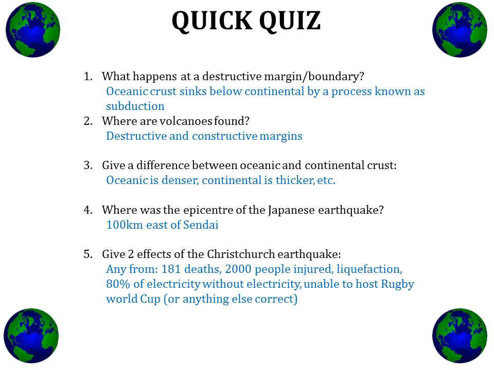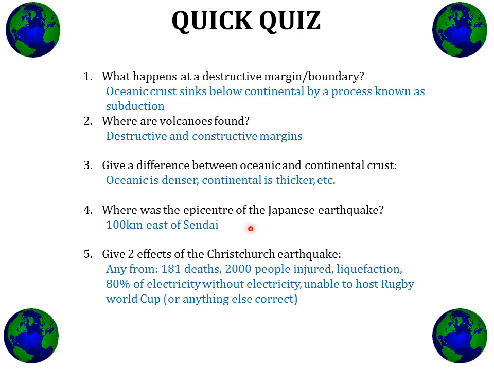So, at a destructive margin, the oceanic crust sinks below continental crust by a process known as subduction. Volcanoes are found at destructive and constructive margins. A difference between oceanic and continental crust: oceanic is much denser, continental is thicker. Just whatever is correct, really. So what they're made of and how old they are, how young they are, really. Yeah, just have a look at the slide and then that will give you the answer.